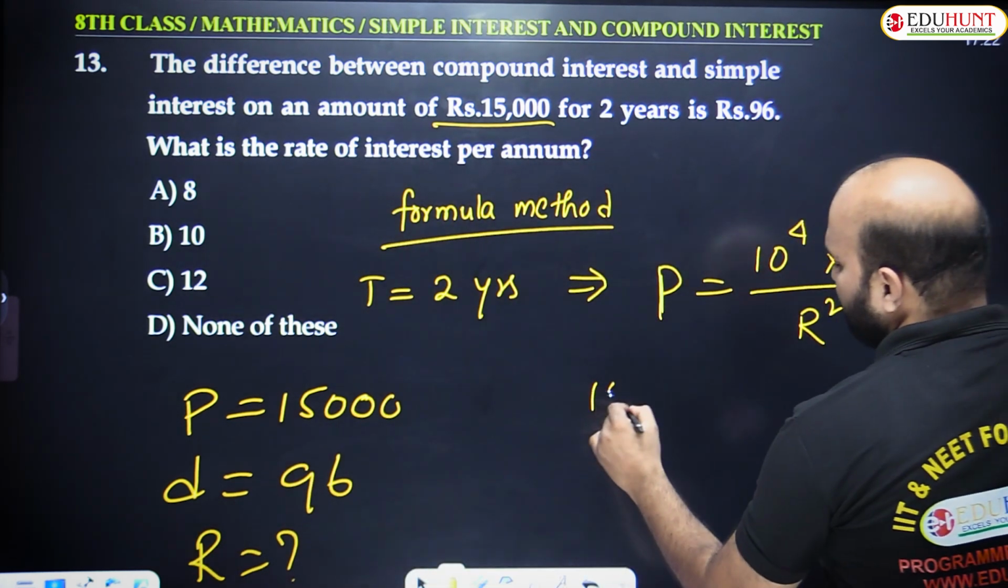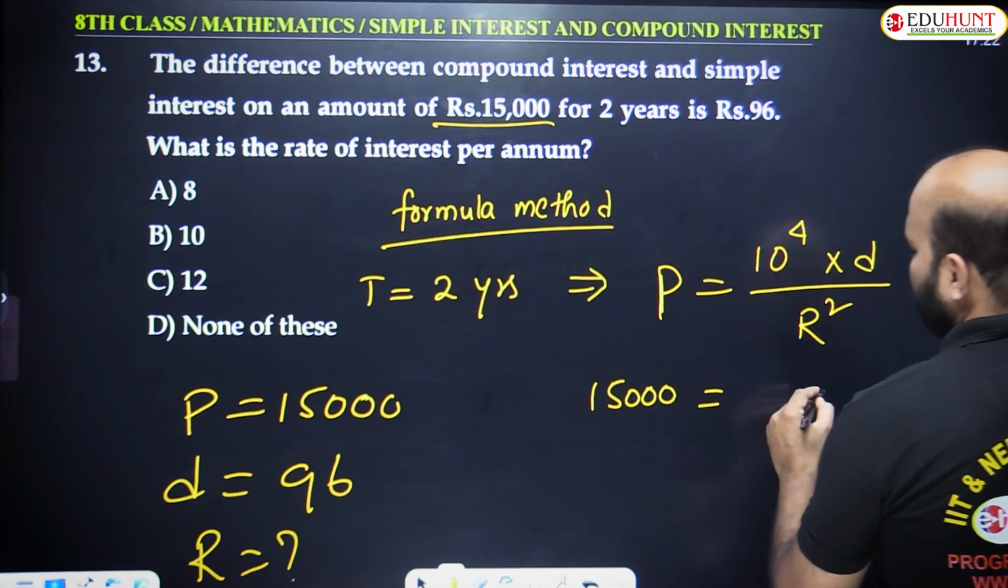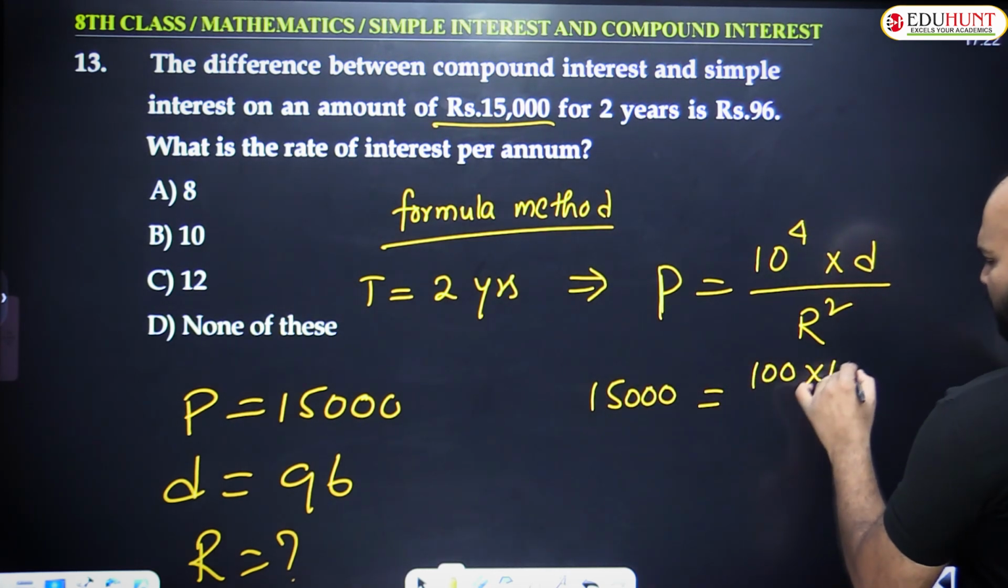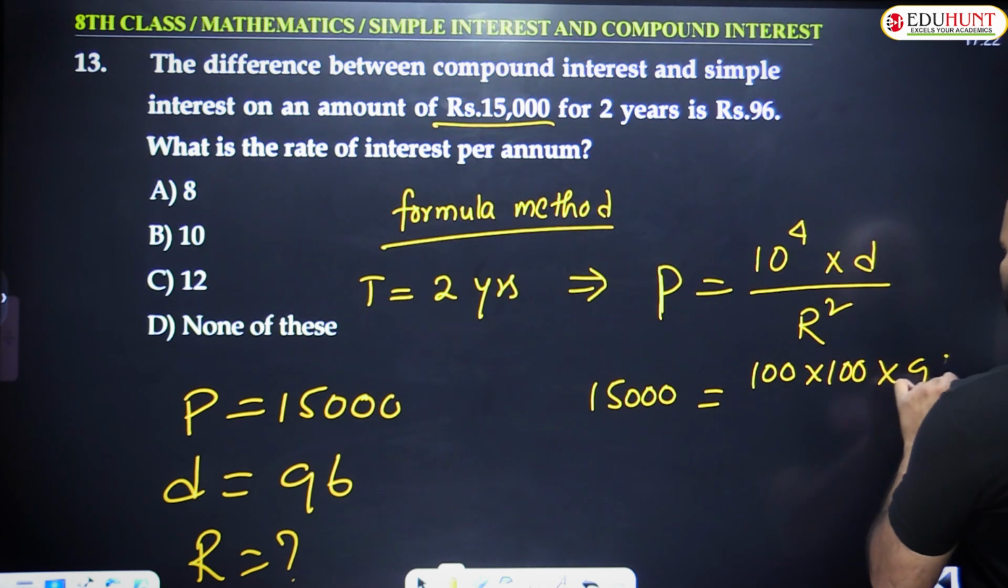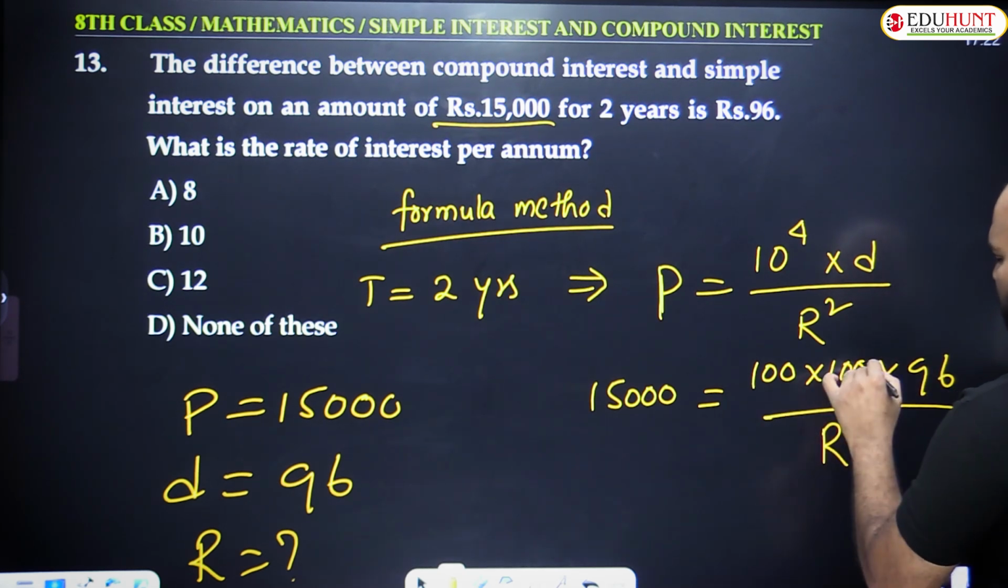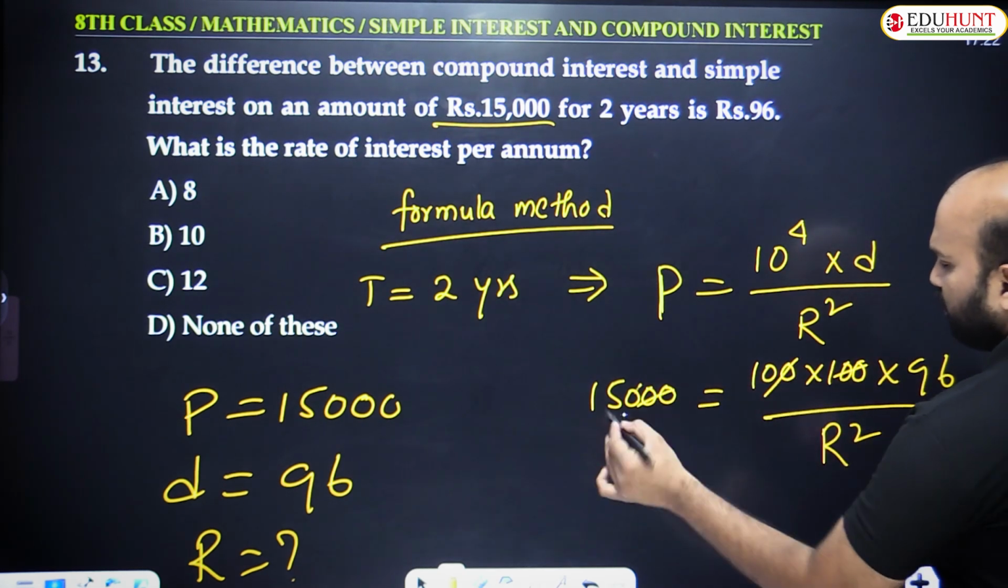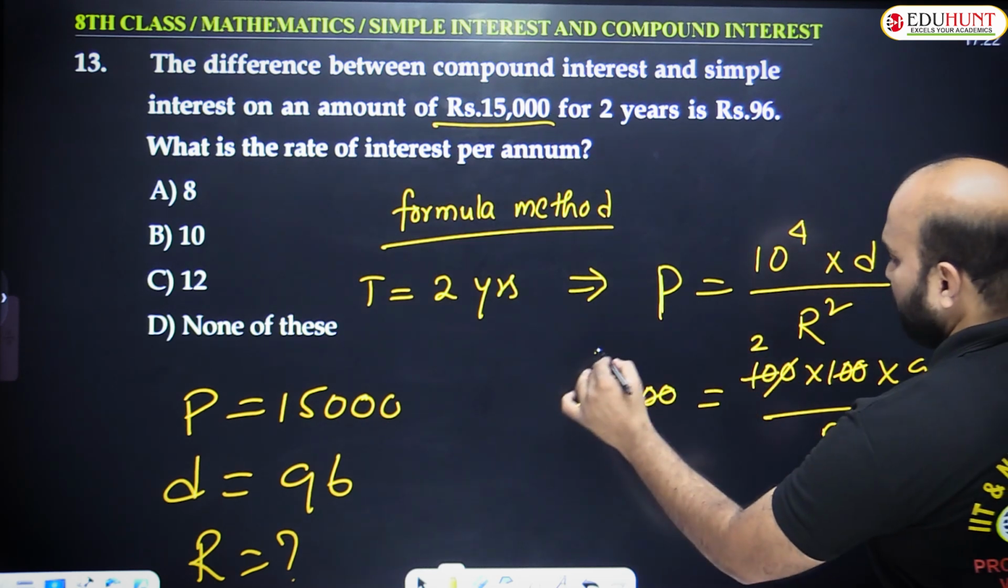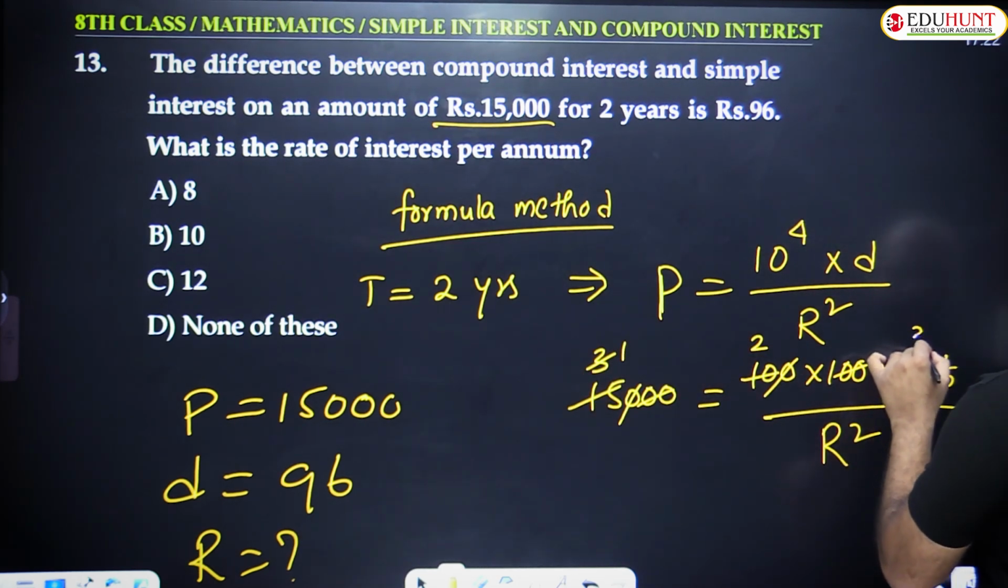So principal 15,000 equals 10 power 4, which can be written as 100 into 100, times the difference 96, whole by R square. So 3 zeros cancel. Again 5 2s are 10, 5 3s are 15. Again 3 1s are 3, 3 2s are 6.